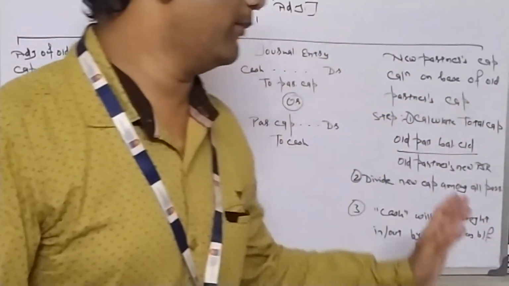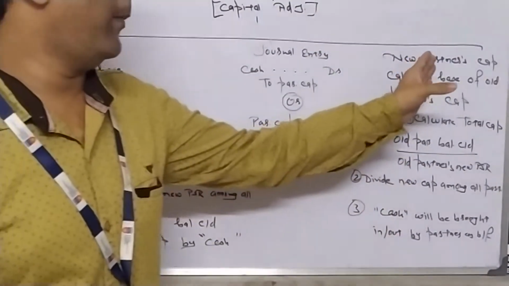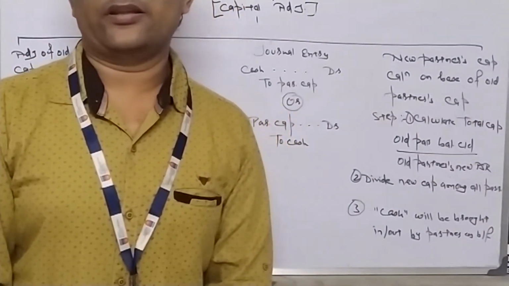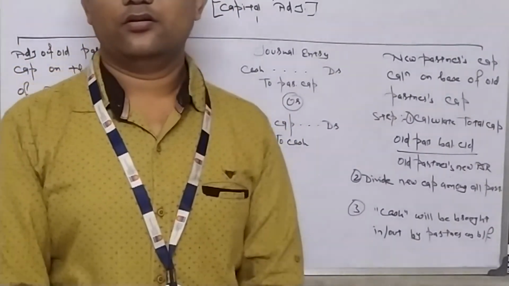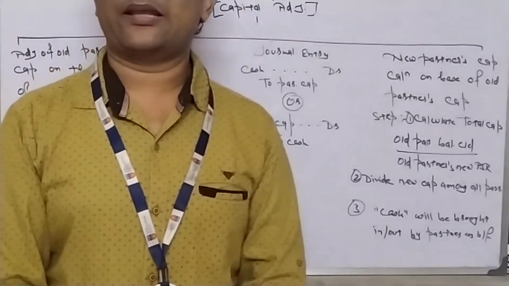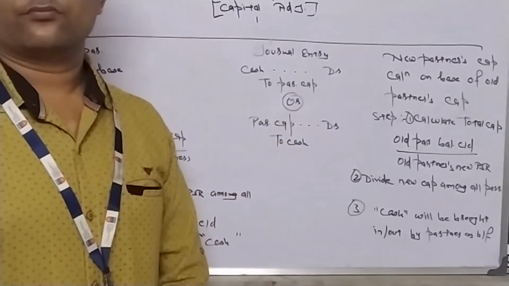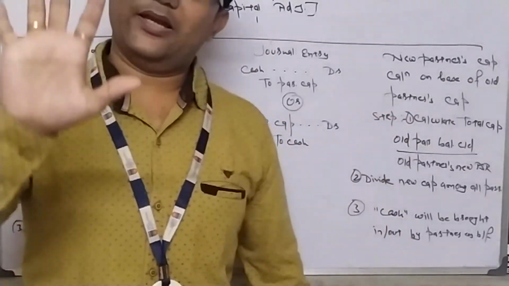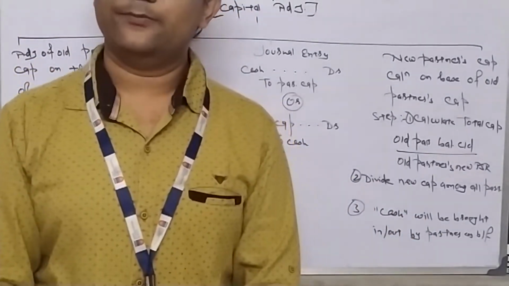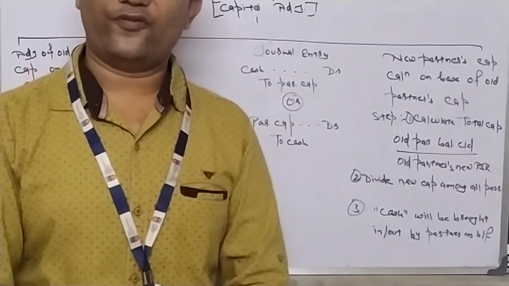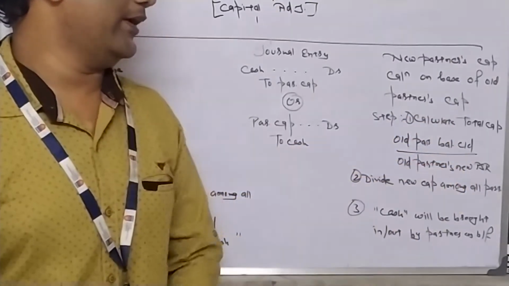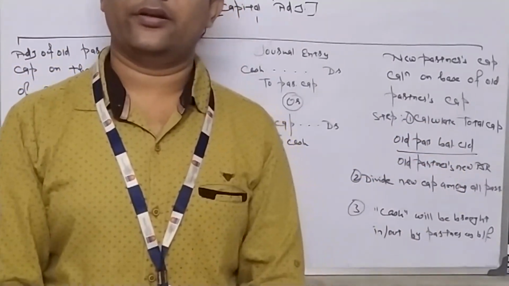Same way, there is another method over there. New partner's capital calculation on the basis of old partner's capital. Suppose in the question they have not said what amount the new partner will bring as capital, then we need to calculate it. How? We will prepare our normal partner's capital account. Then there will be balance CD of A and B. We will total that. That total will be divided by old partner's new profit sharing ratio.